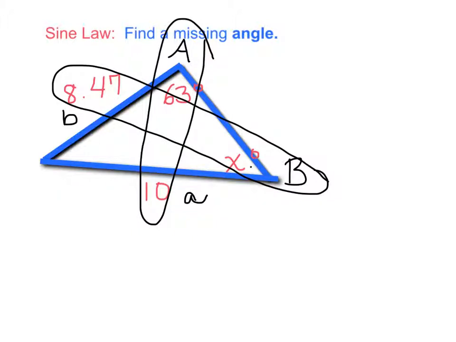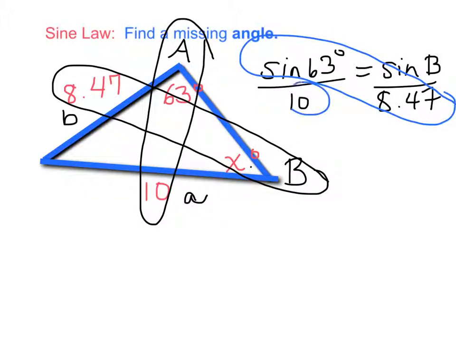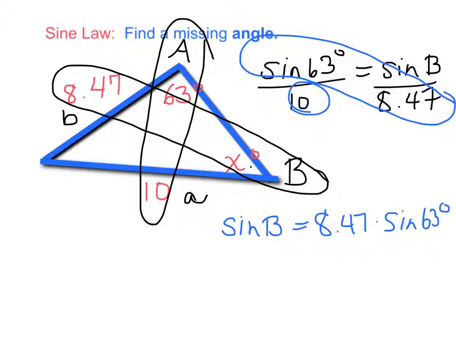So now we can write out our formula. Remember, every loop's a formula. So the sine of 63 degrees over 10 equals the sine of our unknown angle B over 8.47. So now what we're going to do is find which one has the unknown in it, which is in sine B, and we'll use these two to multiply and this to divide. So sine B is equal to 8.47 times the sine of 63 degrees all over 10.